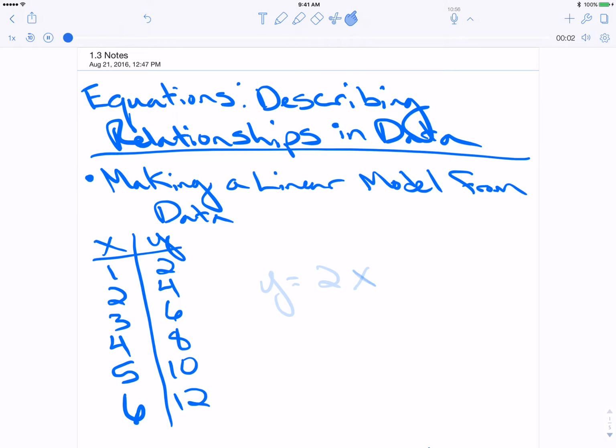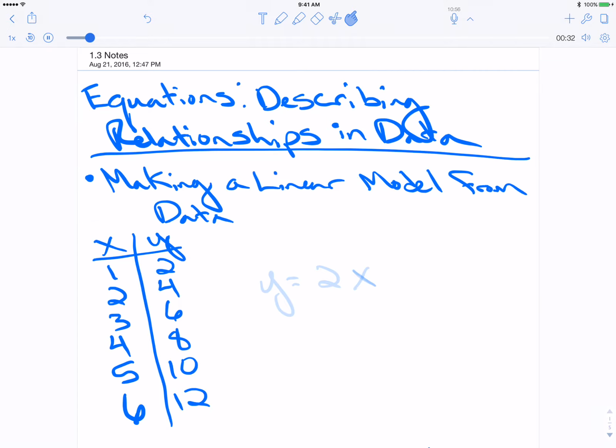So in 1.3, we'll start talking about equations, which means that we're now describing the relationships that we see in our data. The first model that we will talk about is a linear model. So if we can design a linear model for our data that describes the relationship between the x data and the y data that we have, I'm starting with one that should be relatively easy to recognize, right?